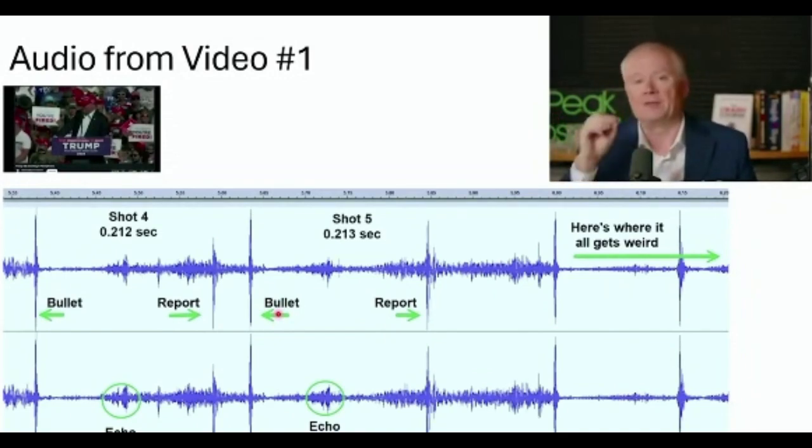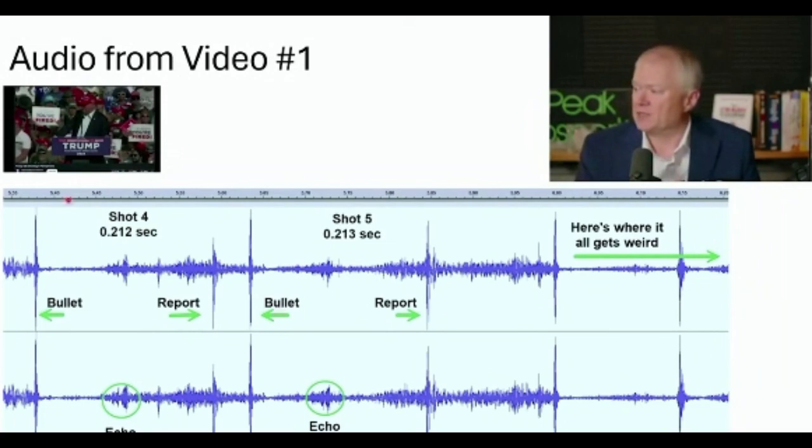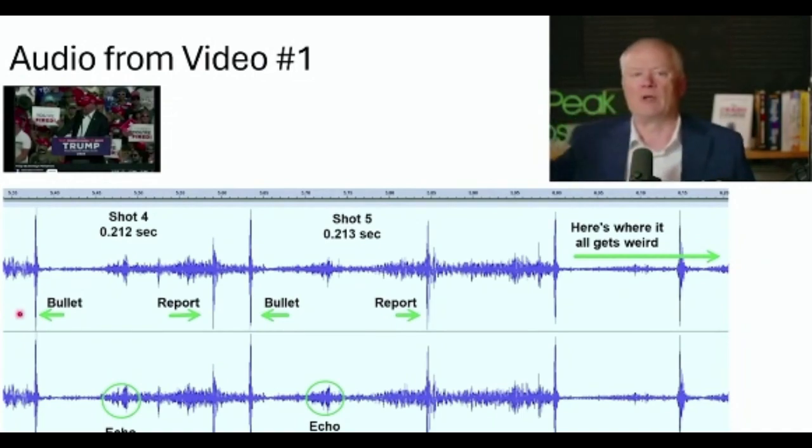Okay, fine. Then there's a fourth shot that arrives, and it does so with the bullet and a report at 0.212 seconds, close enough for government work here or rough analysis. Here's another bullet and a report, so that's the snap, crack. There's echoes. We see there's echoes, so the bullet makes a crack and then the sound is echoing, probably off of one of the buildings. We have a lot of flat surfaces back there.